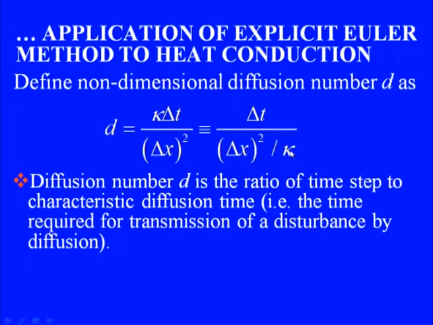So now this particular time scale gives us what we call the characteristic diffusion time, that is the time which would be required for transmission of a disturbance by diffusion. So, this diffusion number d is the ratio of the time step to the characteristic diffusion time. Now, in terms of this non-dimensional parameter, our algorithm can be written in a very simple form.